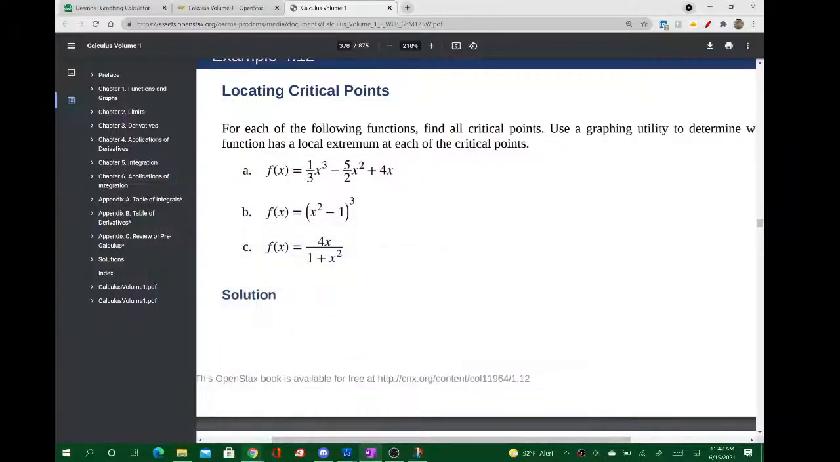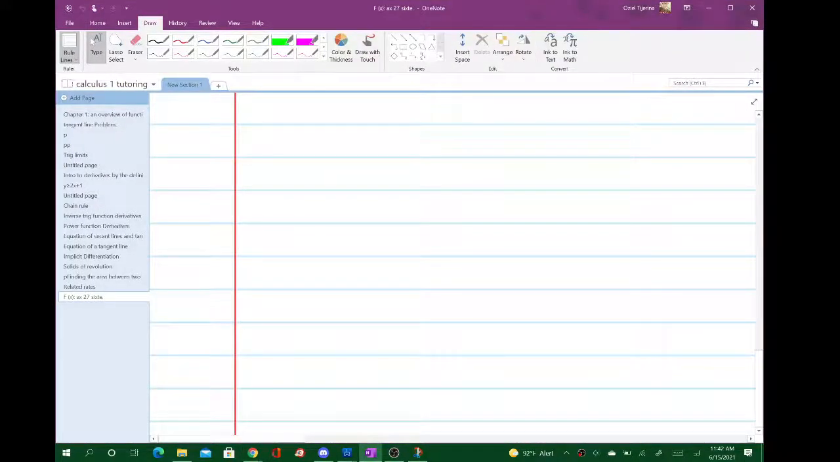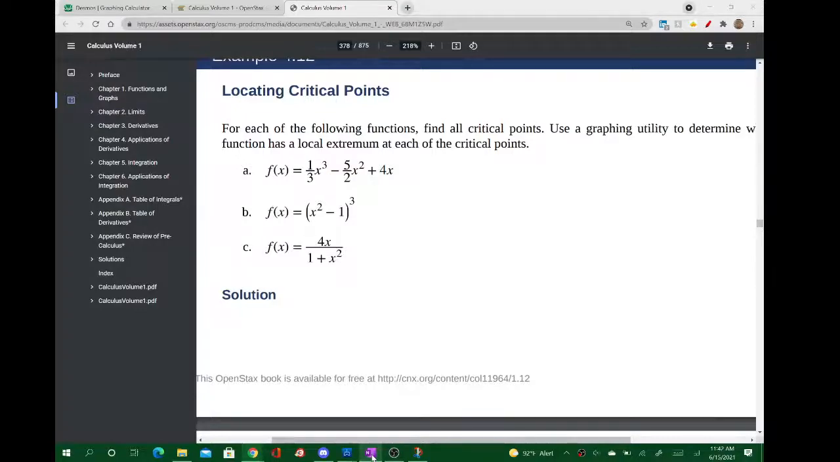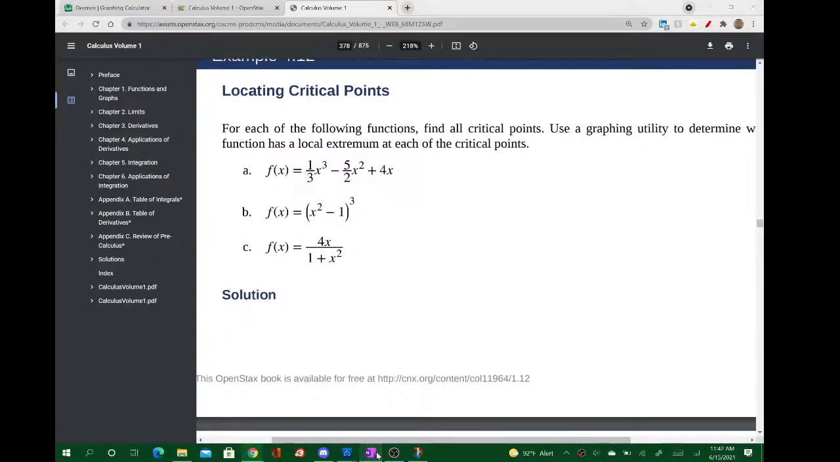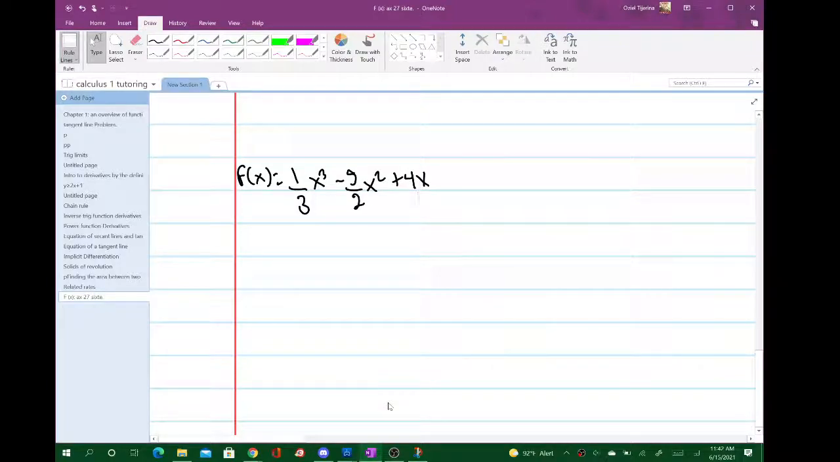So let's say that we have the function f of x equals 1/3 x cubed minus 5/2 x squared plus 4x, and we want to find the critical points and maxima or minima, or both, basically extrema. I'm just going to say extrema.